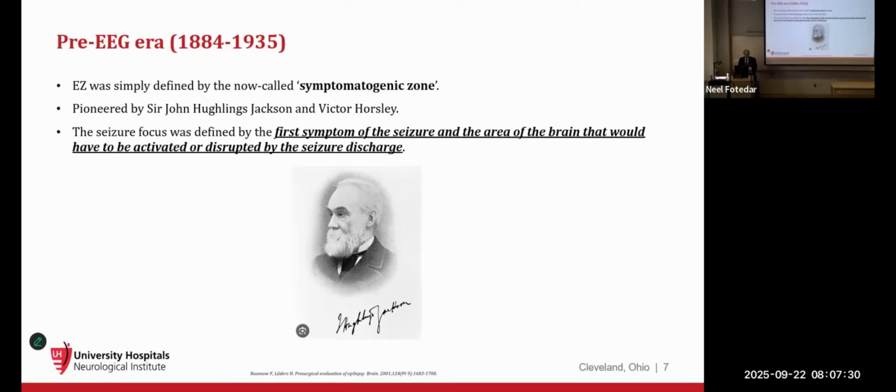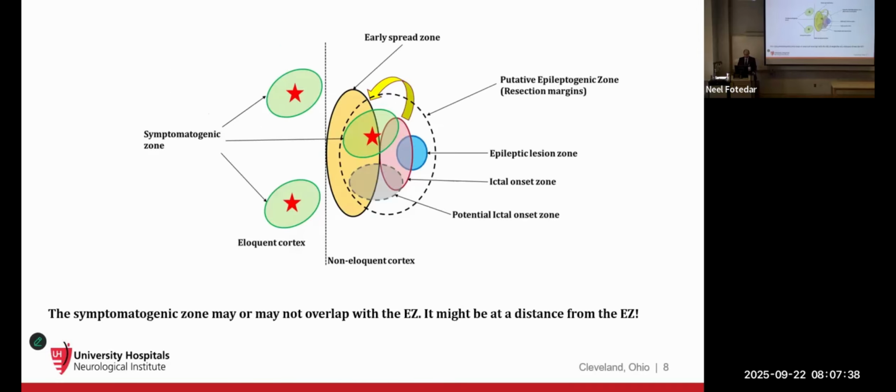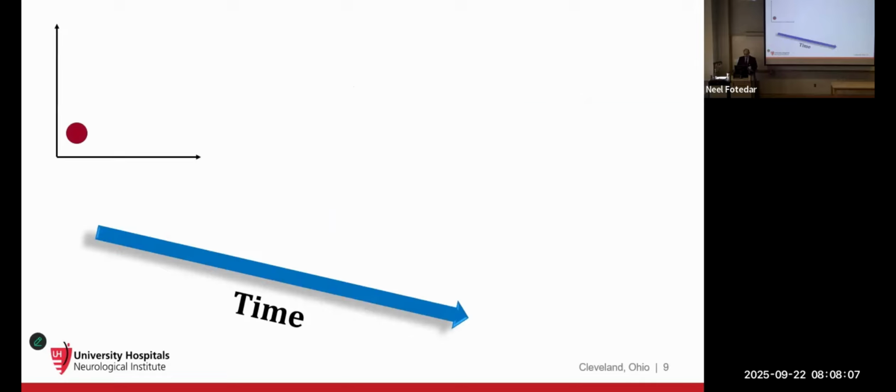observation. So the seizure focus was defined by the first symptom of the seizure and the area of the brain that would have to be activated or disrupted by the seizure discharge. However, going back to the schematic, which we'll go into in more detail, you know that the symptomatogenic zone may or may not overlap with the epileptogenic zone. It may be at quite a distance from the epileptogenic zone. So just because a first symptom occurs does not mean the seizure also started there, whatever the first observable symptom is. Which is why they were probably not very successful at curing many patients of epilepsy, but this was the beginning. Now we'll take a brief detour.